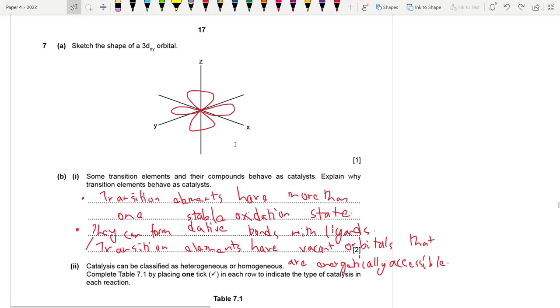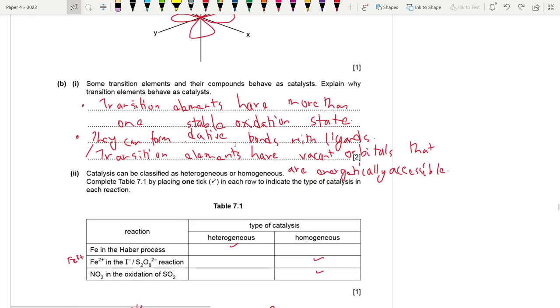Some transition elements and their compounds behave as catalysts. If they ask you what are the common properties of transition elements, go for variable oxidation states, form coloured compounds, have catalytic activity, okay? So some transition elements and their compounds behave as catalysts. Explain why they behave as catalysts. What actually allows them to behave like catalysts? Mainly, the reason is they have more than one stable oxidation state.